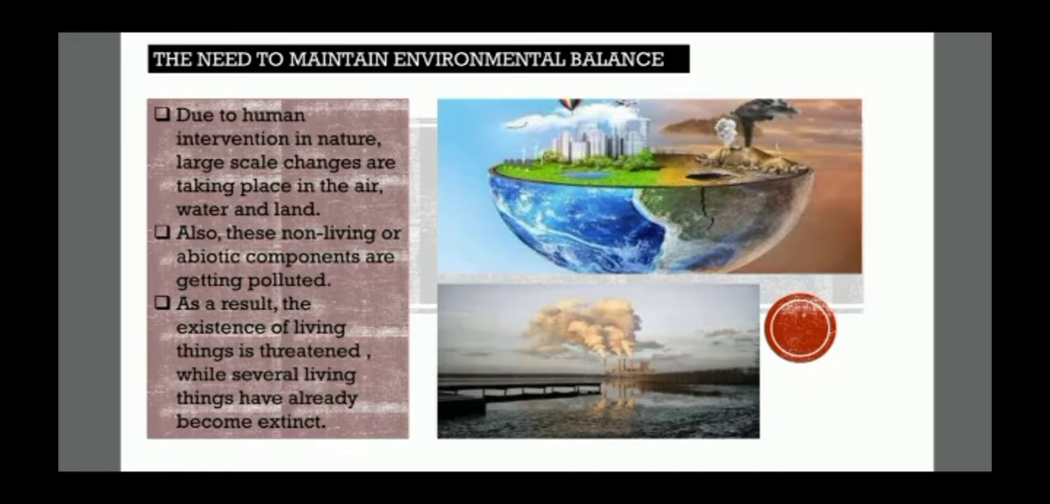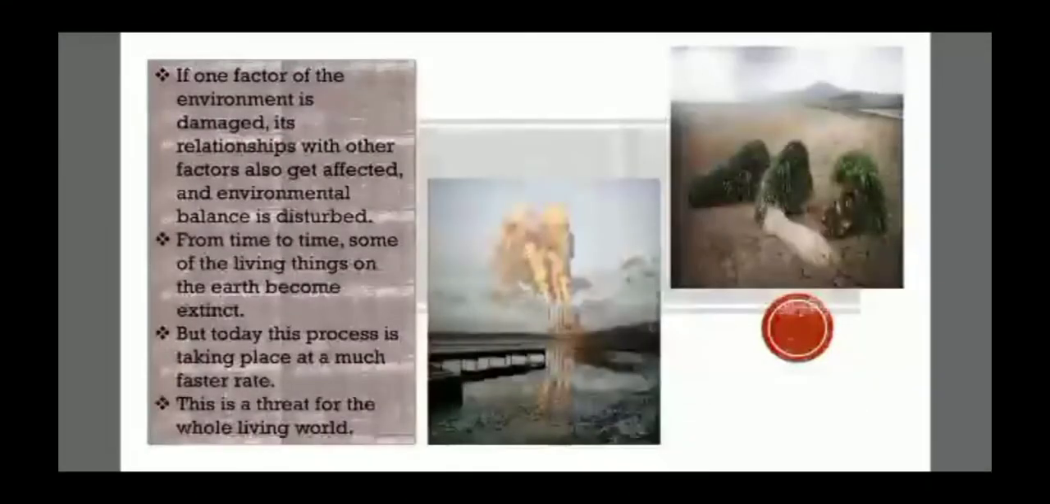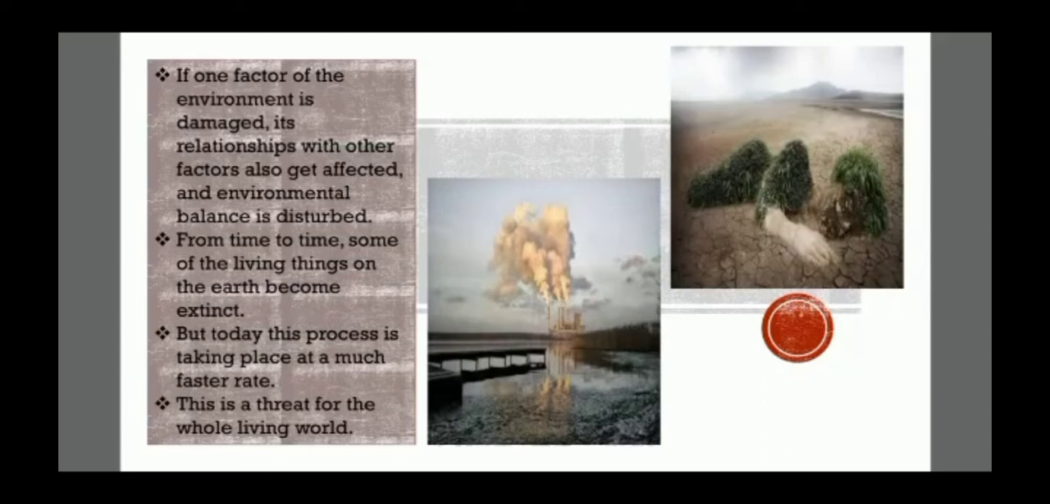Extinct means decreased. If some of the factors of the environment are damaged, that is, in the food chain, if any one of the factors is missing, the whole food chain gets affected. So if one factor in the environment is damaged, its relationship with other factors also gets affected and environmental balance is disturbed. From time to time, some of the living things on the earth become extinct. But today, this process is taking place at a much faster rate. This is a threat for the whole world.